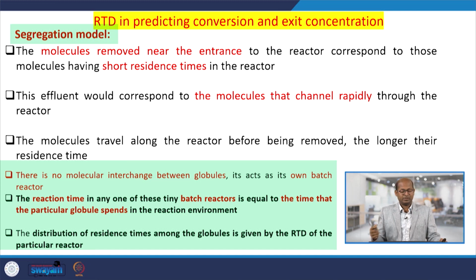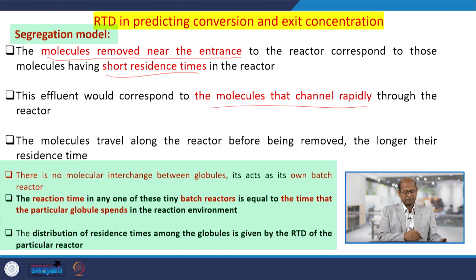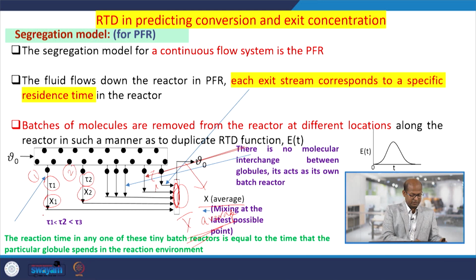So, in this particular model, the molecules that move near the entrance have short residence times, and the molecules that channel rapidly through the reactor correspond to the effluents. So, here I said this way it would follow the residence time distribution of space times.